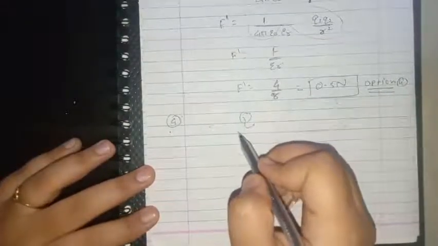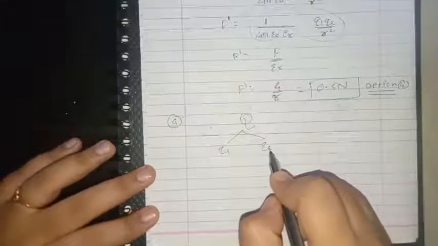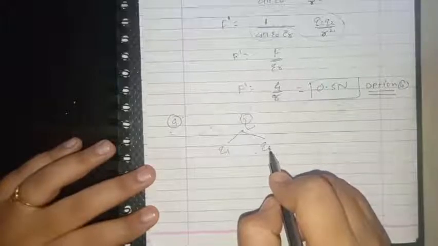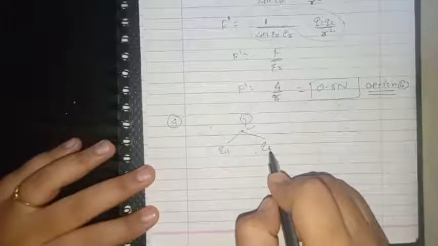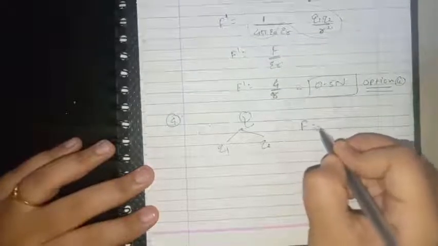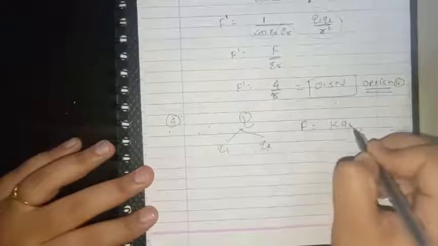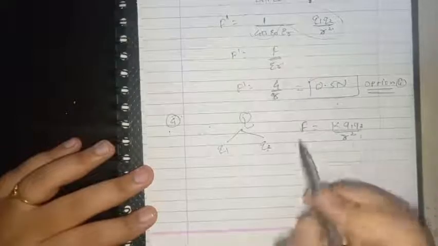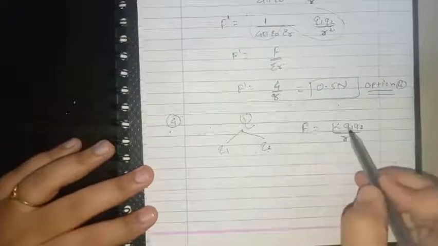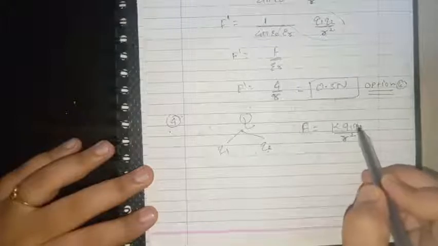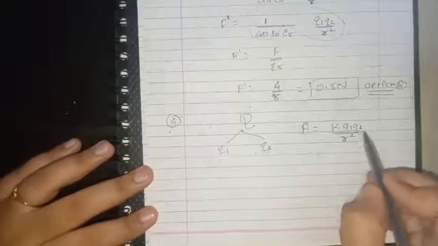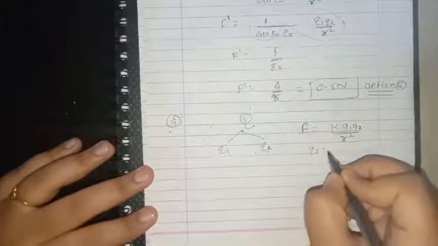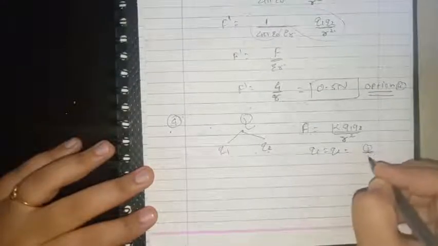In question number 4, a charge capital Q is divided into two parts, Q1 and Q2, such that they experience maximum force of repulsion when they are separated by a certain distance. Here, the force of repulsion between two charges can be written as K Q1 Q2 upon r square. For a given value of r, if we want maximum force of repulsion, the multiplication of Q1 Q2 should be maximum. It is possible when Q1 is equal to Q2 is equal to Q by 2.